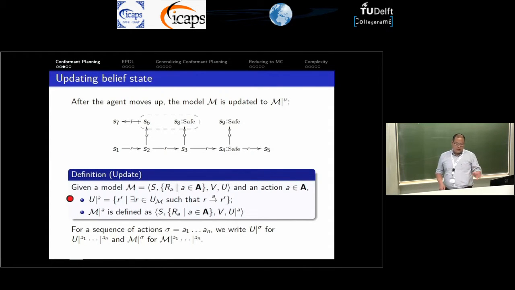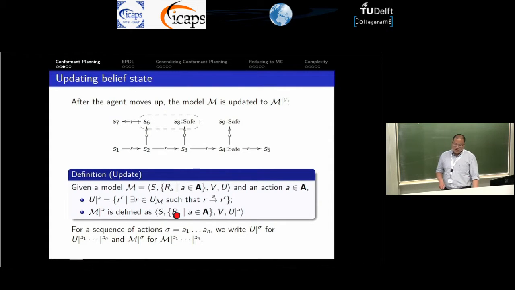So we can define an update operation on the belief state. If we update the initial belief state U with the action A, the result is the set of states that we can reach by doing A from the states in U. When you have an uncertainty set you cannot distinguish, and you move up, you take this uncertainty with you. So this is an update on the belief state, and consequently we have updates on the model.